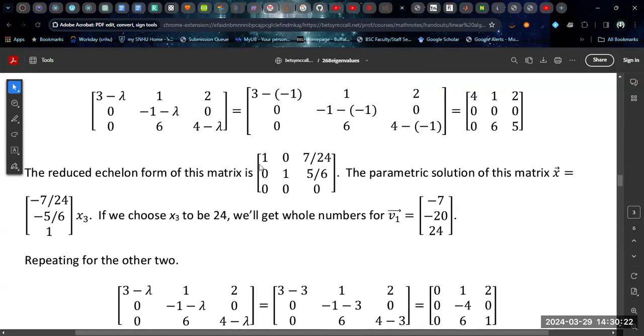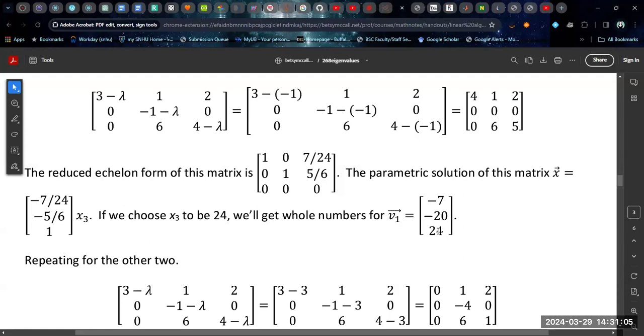So my equations are going to be x1 plus 7/24 x3 is equal to 0, and x2 plus 5/6 x3 is equal to 0, and then x3 is equal to itself as my free variable. And when I move all of my x3s over to the other side of the equation, I get these coefficients. And if I want to normalize this in order to make all of my solutions integers, then I'll multiply by 24. I'll let x3 be 24. And so that will give me just the -7, -20, and 24.